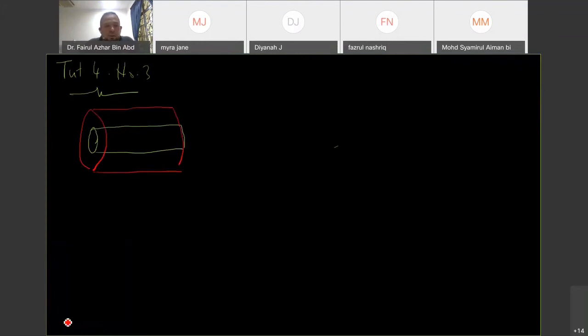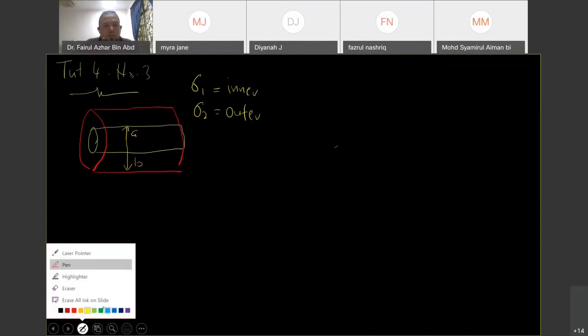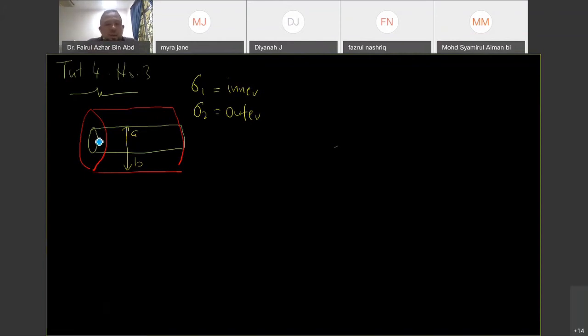The radius of the inner conductor is equal to a, and the radius of the outer conductor is equal to b. For the inner conductor we have conductivity sigma 1. The outer cylinder has conductivity sigma 2. This one is for the outer conductor. The question also gives us another piece of information: the inner and outer conductors are kept together.